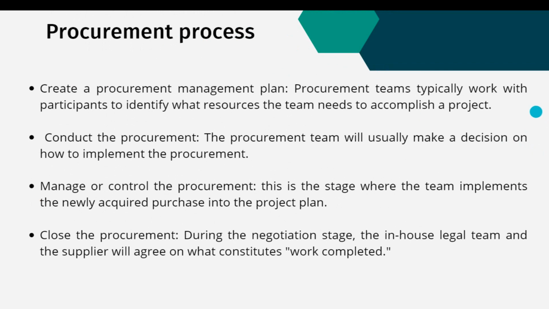Procurement process. Create a procurement management plan. The procurement team typically works with participants to identify what resources the team needs to accomplish a project. Conduct: the procurement team will usually make a decision on how to implement the procurement management or control the procurement. This is the stage where the team implements the newly acquired purchase into the project plan. Close the procurement. During the negotiation stage, the in-house legal team and the supplier will agree on what constitutes work complete.